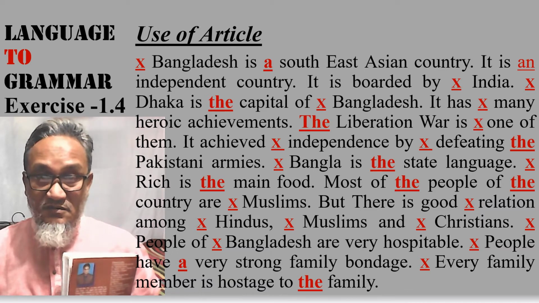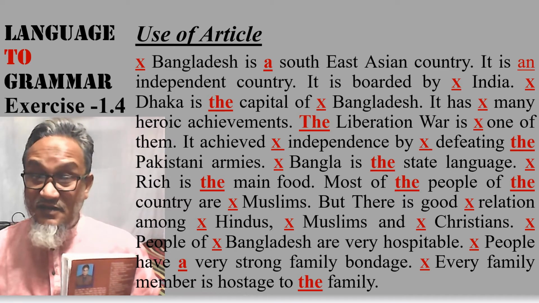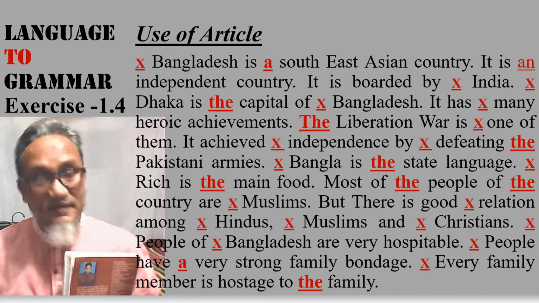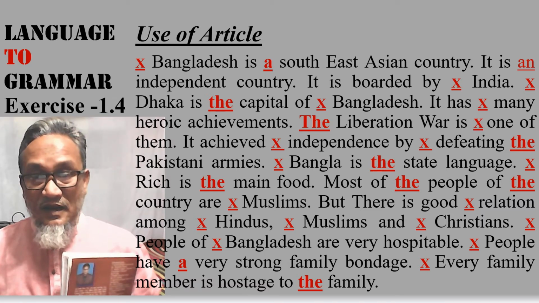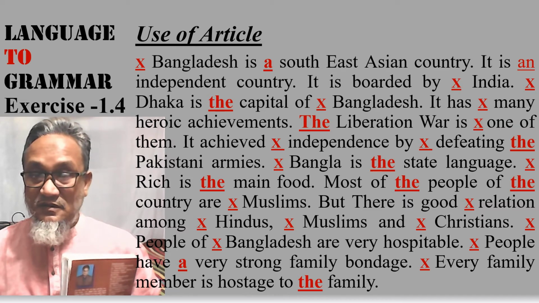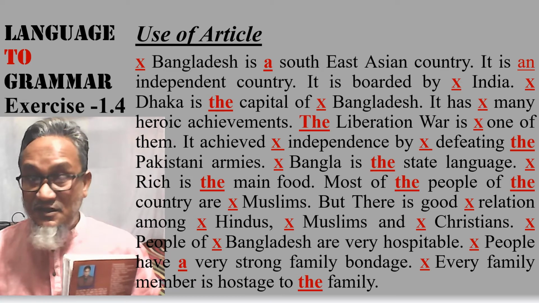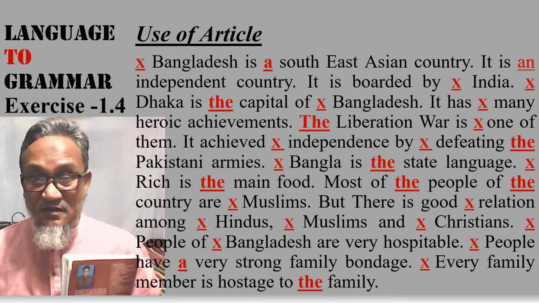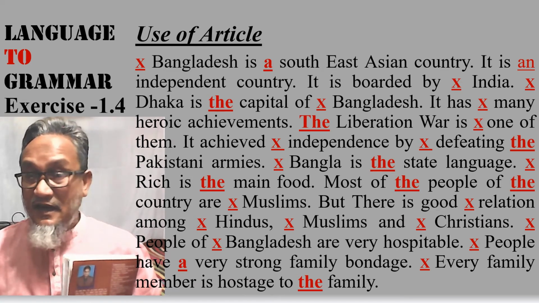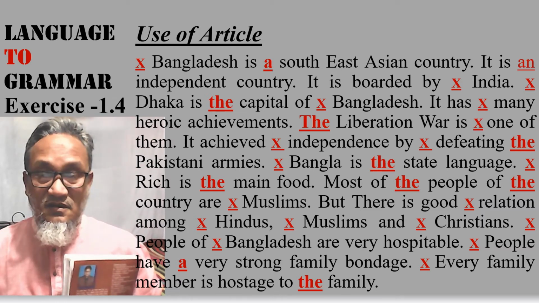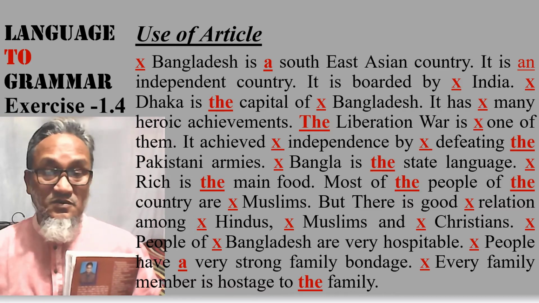Rice, uncountable. Before uncountable, a or an is not used. Main food is definite. This rice is the main food. So, the most of the people, please student, listen to me very carefully. After a preposition, the noun most of the time becomes definite. That's why most of the time the article is used. But remember, not always. Language is not obedient to grammar.